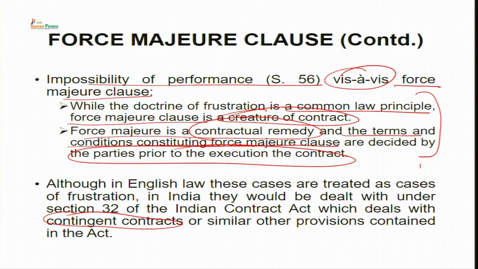Now, contingent means, and more specifically section 32 of the Indian Contract Act deals with enforcement of such kind of contracts, the taking place of which is dependent on the happening of a particular event.